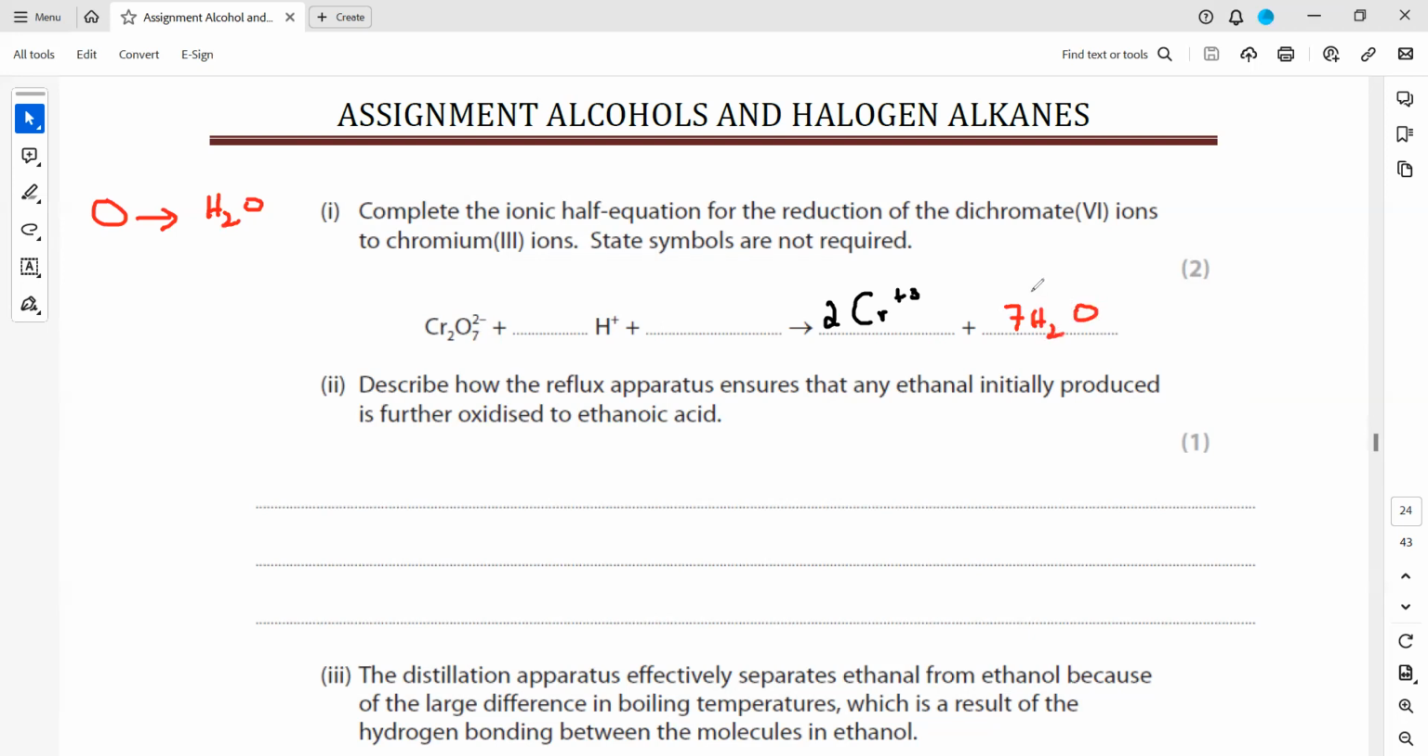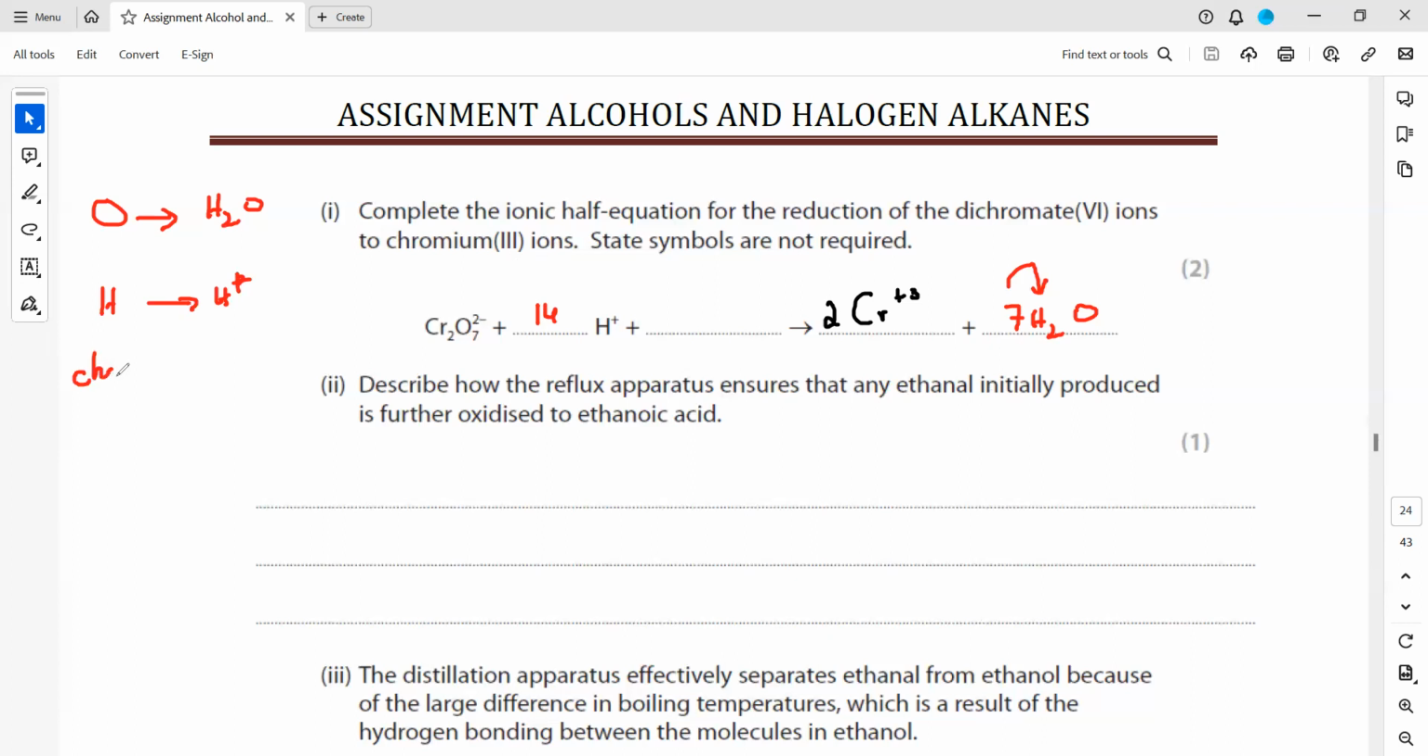So when you're completing a redox ionic half equation, if you want to balance oxygen, add water molecules, the same number of water molecules. So we'll add 7 water molecules. Then if you want to balance the hydrogen, you will add protons. So here, how many hydrogens are there? 7 multiplied by 2 makes 14. So we need 14 hydrogen, so we'll put 14. So hydrogen is balanced as well.